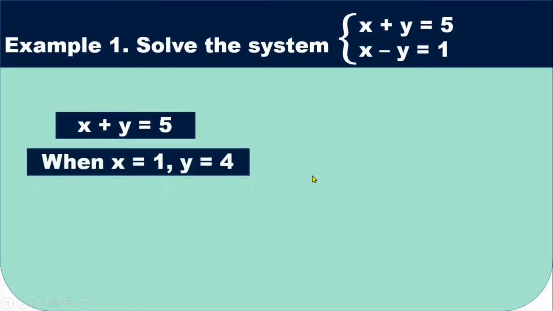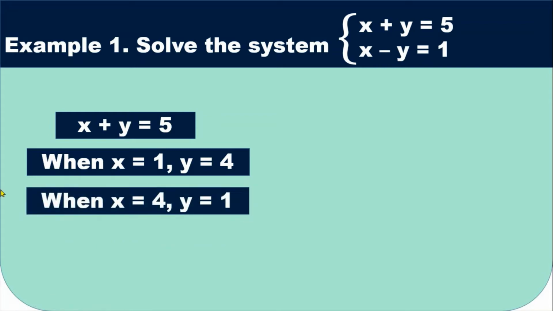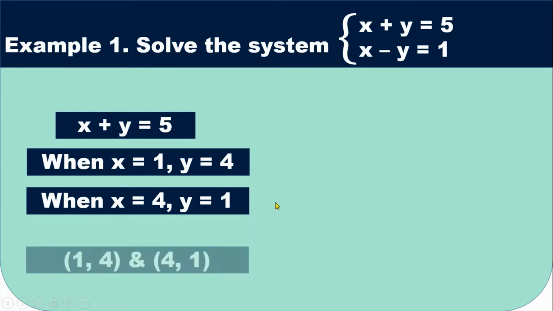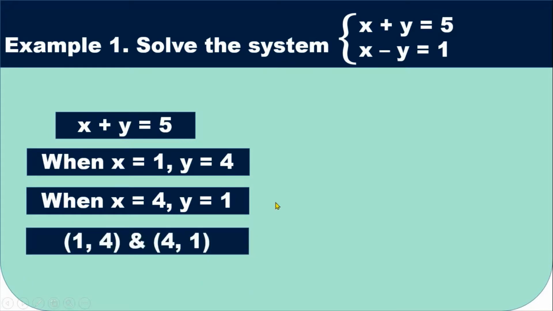Assigning value for x, say when x is 1, y must be 4, so that 1 plus 4 is equal to 5. Another, when x is 4, y should be 1, so that 4 plus 1 is equal to 5. Therefore, the graph of x plus y is equal to 5 passes through the points (1, 4) and (4, 1).